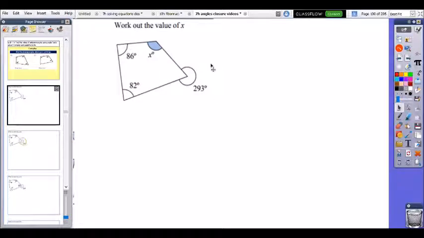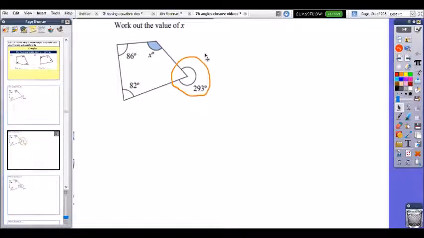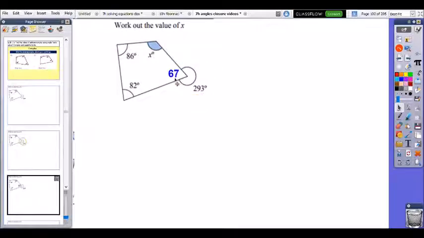I have a full turn. If you look at that little orange loop that I've done, here's a point, and we know that angles around a full turn, thinking back to our first lesson on angles, all need to add up to make 360 degrees. If this is 293, what must go in this gap to make it 360 degrees? If I do 360 take away 293, that tells me this missing angle must be 67 degrees.